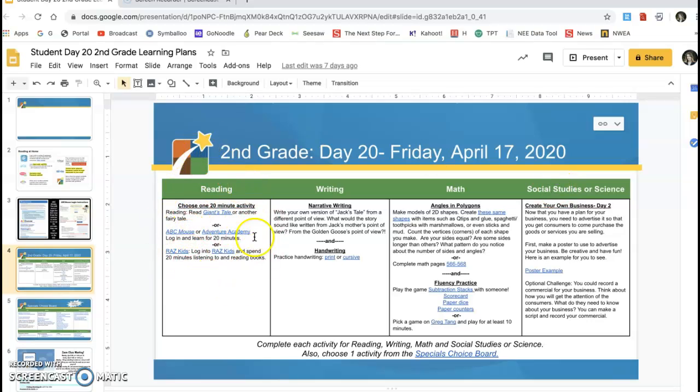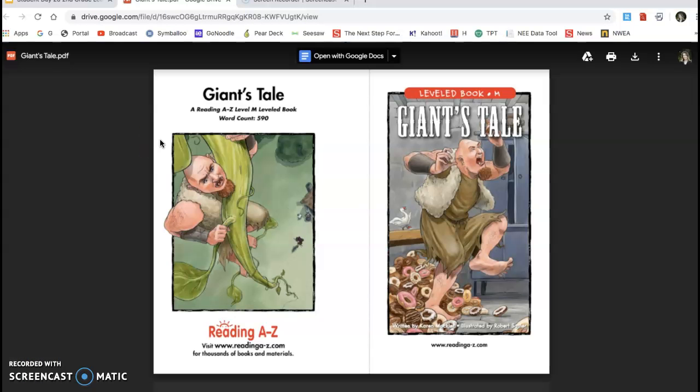For reading today, the main idea is that you're going to be reading Giant's Tale. This is a book on Raz Kids. Yesterday, you read Jack's Tale. This is bringing up the idea of point of view. Point of view is the perspective of whoever is talking, whoever's telling the story. So this is told from the giant's point of view. Yesterday's story was told from Jack's point of view.